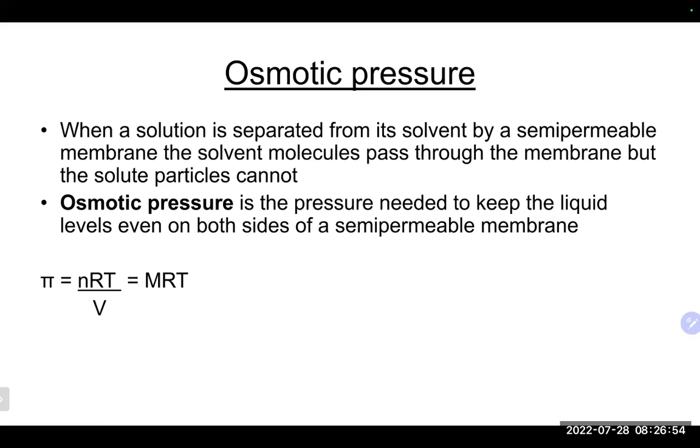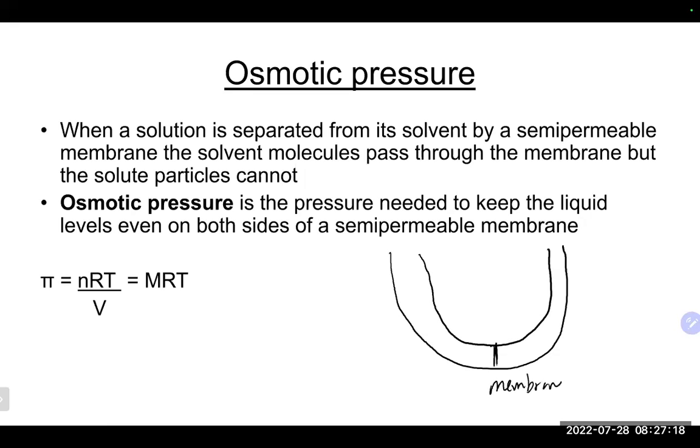Osmotic pressure is when a solution is separated from its solvent by a semipermeable membrane. The solvent molecules will pass through the membrane. So if you have a situation, for example, with a tube or something like this, you've got a membrane here on one side, and say on one side you have something like salt water, and on the other side you have just pure water. The process of osmosis, as we'll talk about in a little bit as well, is the process where solvent molecules will move from a lower concentration to a higher one.